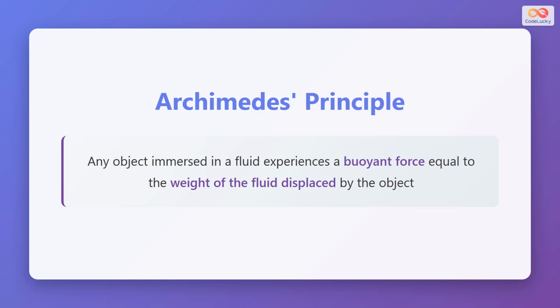The key to understanding buoyancy lies in Archimedes' Principle, named after the ancient Greek scientist Archimedes. This principle states that any object immersed in a fluid experiences a buoyant force equal to the weight of the fluid displaced by the object. In simpler terms, when you put an object in water, it pushes some water out of the way. The upward force on the object equals the weight of that pushed-out water.